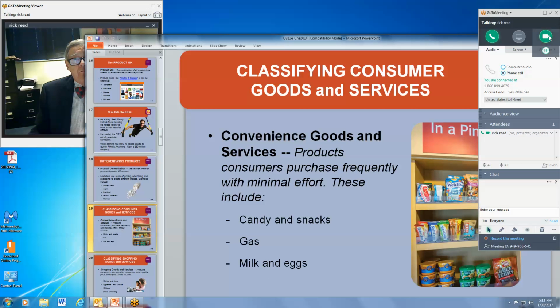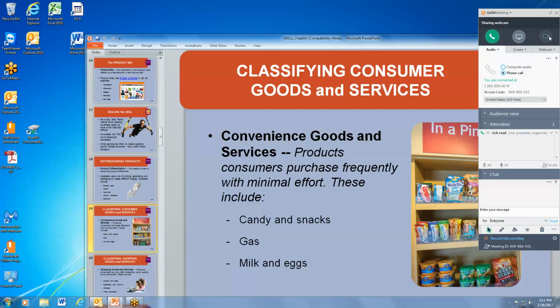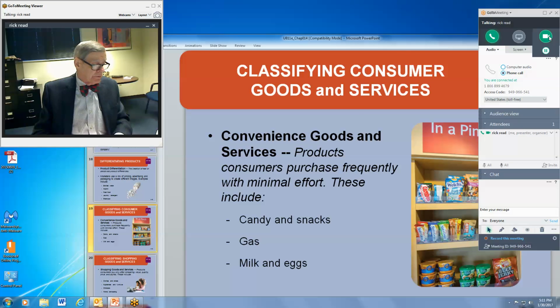So now we have 4 categories of consumer goods and services. You can see these enumerated on page 395: convenience goods, shopping goods and services, specialty goods and services, and then unsought goods and services. Convenience goods and services are things that we purchase and don't think a lot about. I used the example of milk before, bread, eggs.